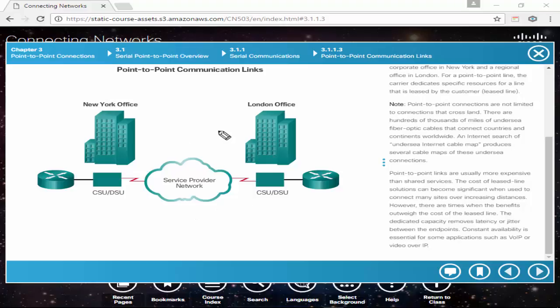And where a leased line is really good is if everything we design is proprietary and we have to share it between offices. We don't want a chance of it being intercepted, or if it's top secret. And so because of that, we have to use a leased line. Yep.